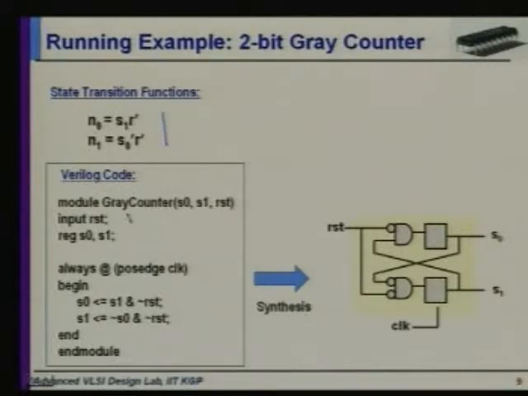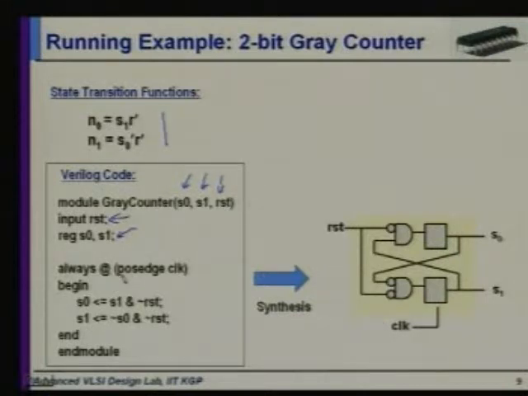I write module gray counter; these are the state bits S0, S1, and this is the reset input. The module is like a box which has RST as an input, declared as an input here, and then S0 and S1, which are declared as registers. I just missed the clock, so the clock should also be part of the arguments. Another argument of this module will be the clock.